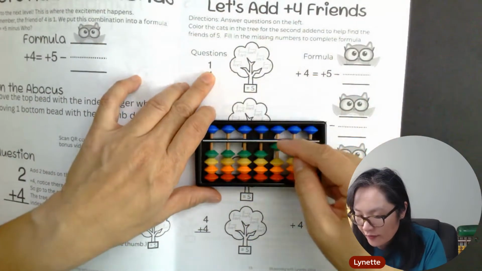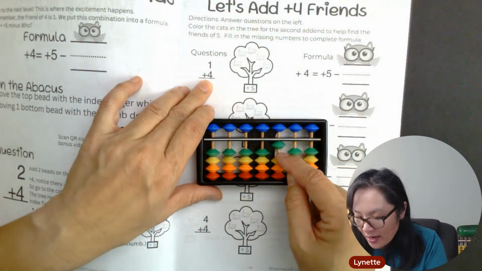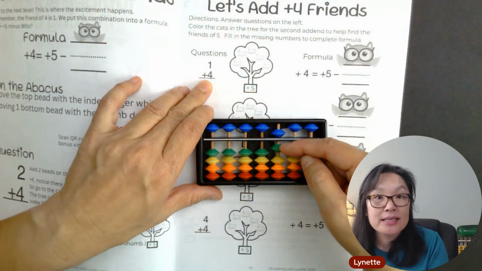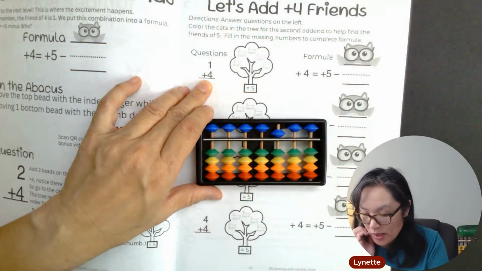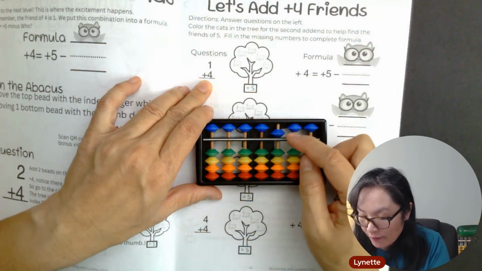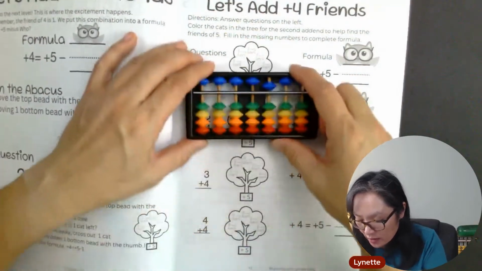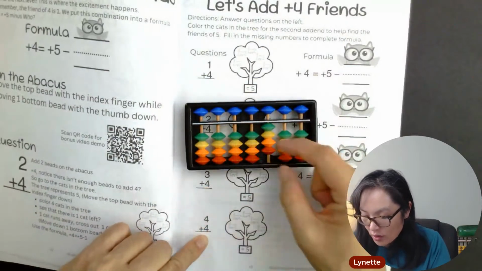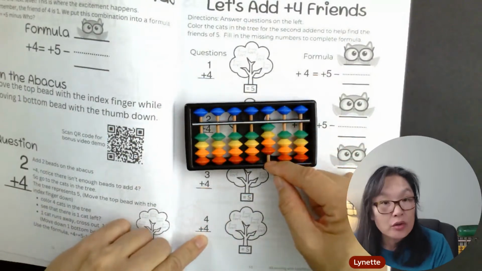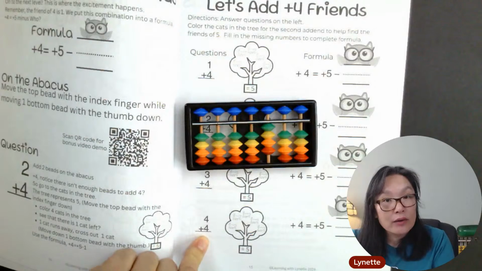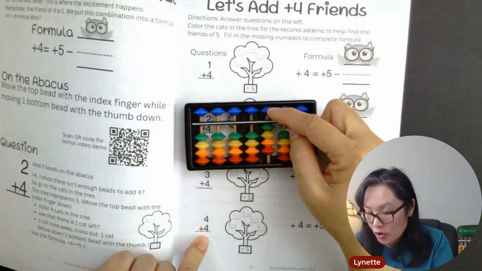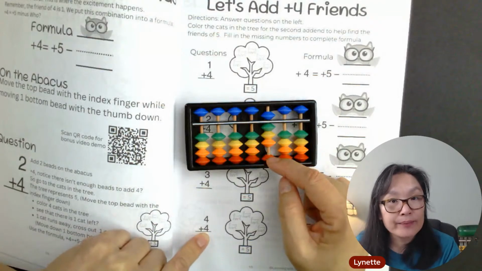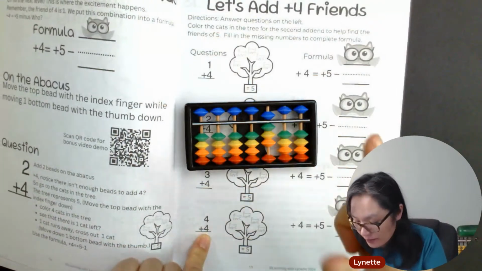So here is the question. If it's 1 and then we have to add 4, well, we go to the cat tree, but 1 cat runs away. That means it gets taken away. 1 minus 1, so then our final answer is 5. Here is another question: 4 plus 4. There are not enough beads to go to the 4, so we have to go to the tree, right? We go to the tree, but 1 cat runs away. And that's how I made an analogy.